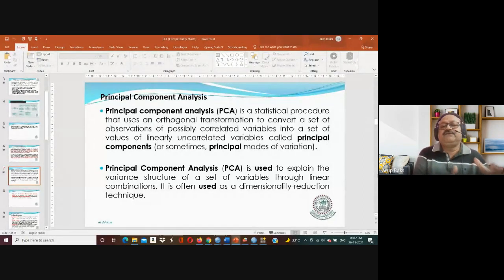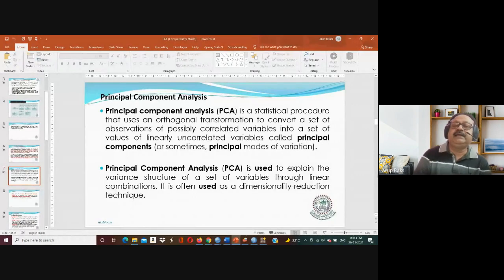As I have told you, one of the prerequisites to conduct a factor analysis is that the variables are well correlated with each other, into a set of values of linearly uncorrelated variables, also known as the principal components. So we are identifying the factors which are uncorrelated with each other. Sometimes it is also known as the principal modes of variation. Now, mainly the PCA is used to explain the variance structure of a set of variables through linear combinations. It is often used as a dimensionality reduction technique.